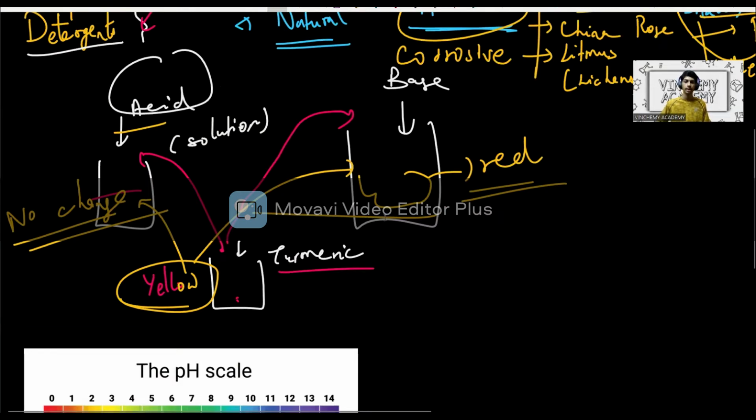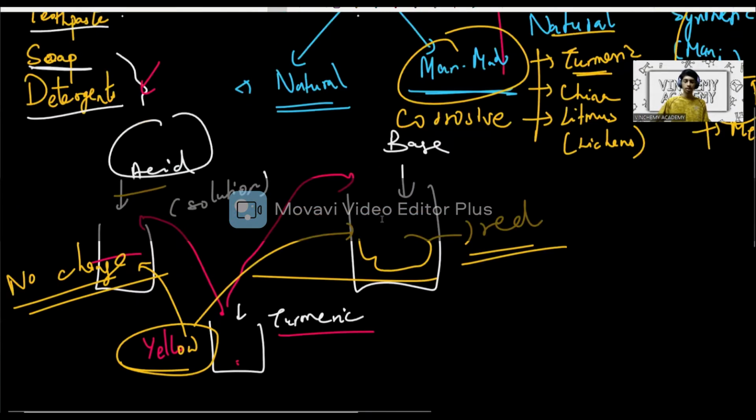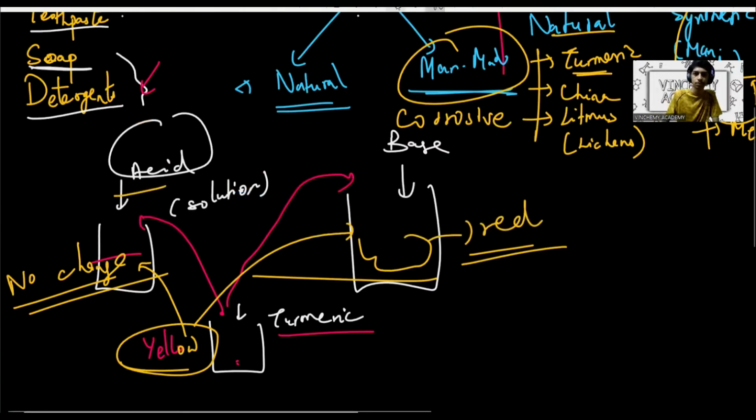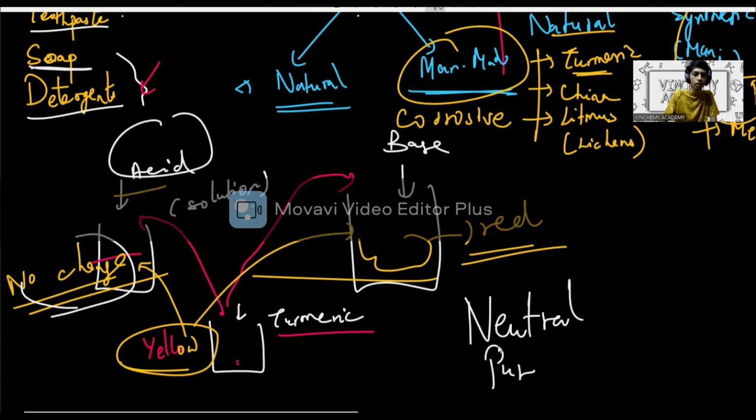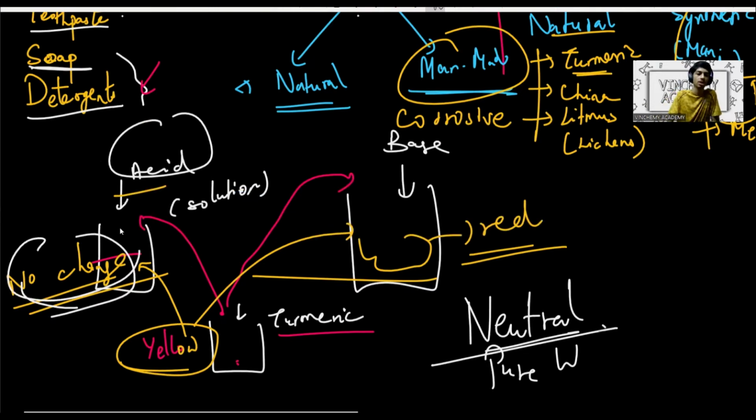So this is about turmeric. But if you see here, we can't say this is a proper or good indicator. The reason being, if I add turmeric to acid, it will show no change. Even if it's a neutral substance, neutral meaning neither acid nor basic, like pure water. Pure water is not acidic, not basic. Those substances are called neutral substances, right? For those substances also, it will show no change in color.